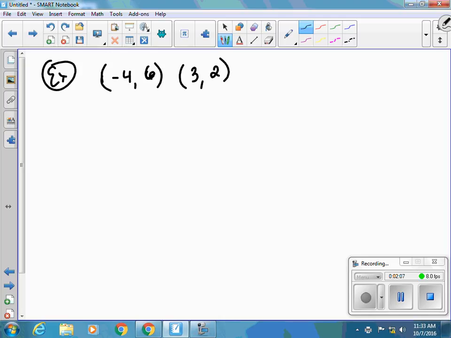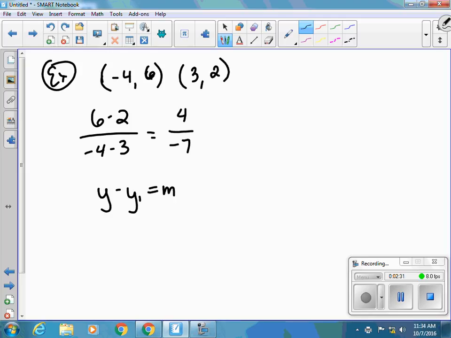We know the slope is y minus y over x minus x. So I've got 6 minus 2 over -4 minus 3 to give me 4 over -7. If I were to do that the other way, the negative would be on top in the numerator instead of in the denominator. It's the same thing. Doesn't matter. Now when I write my equation, you can pick whether you want to work with point 1 or point 2. I will take either one because they are both correct.